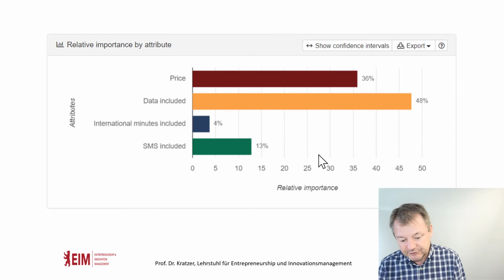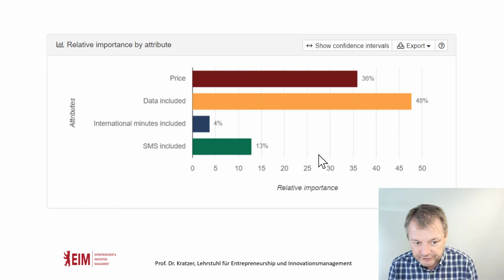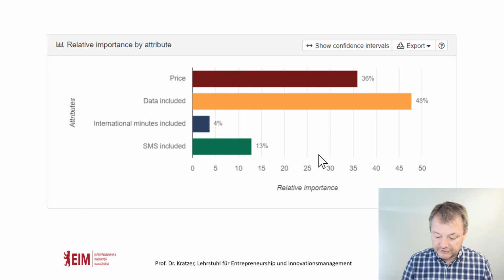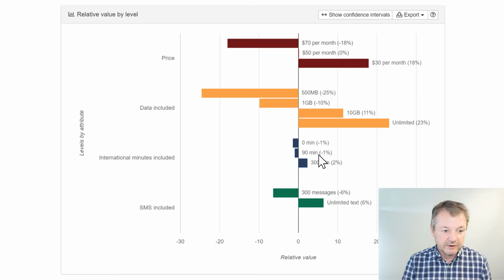So, next to the preferences, you can also add the importance of these preferences. And you see that the data included seems to be most important when it comes to mobile phones. The price is important. And SMS, I don't think that SMS is so important anymore, but international minutes included are not so important. So you can actually provision contracts for mobile phones in a way that you offer customers the most preferred aspects of a mobile phone.